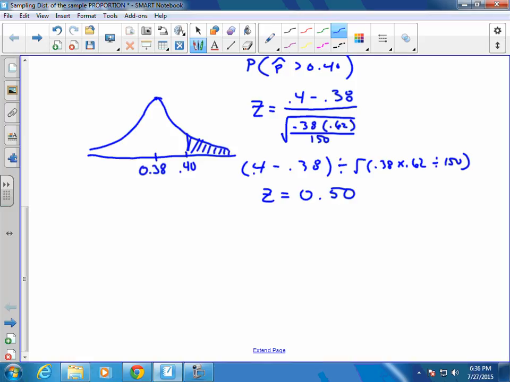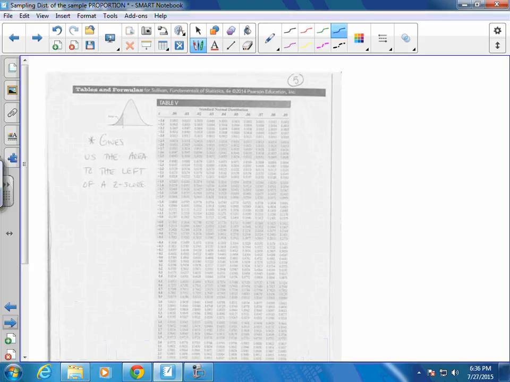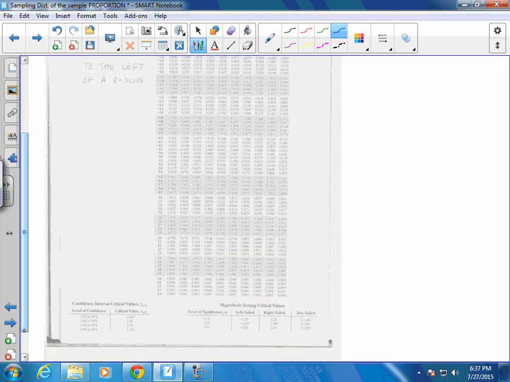Now we're going to go to the table to find the area to the right. And again, it's going to appear blurry in this format, but we're using table 5, the normal areas. Our z-score is 0.50, so I would look at 0.5, and I would go to the value in this first column because the hundredths place is 0. A little bit hard to read, but I think it's 0.6915.